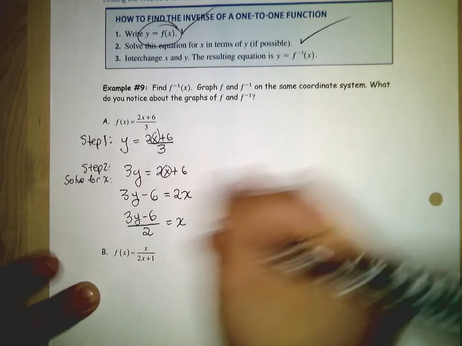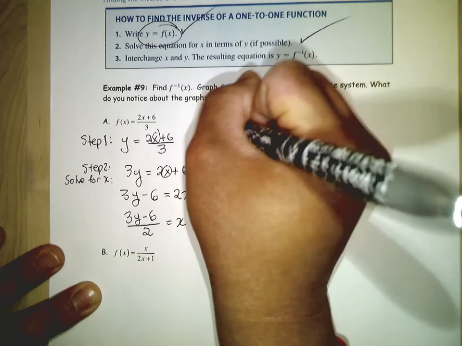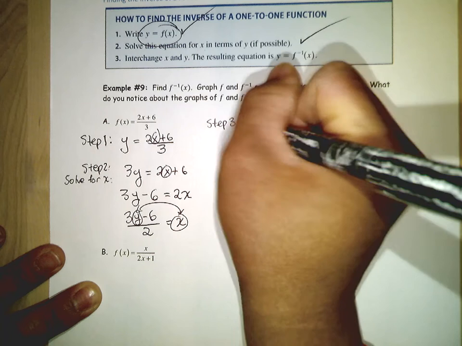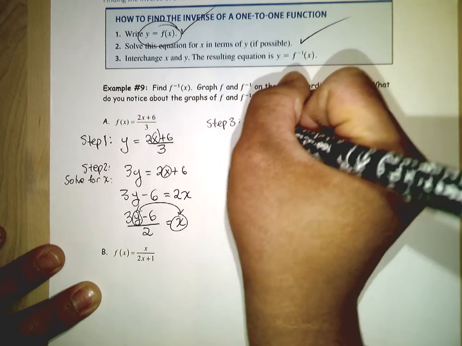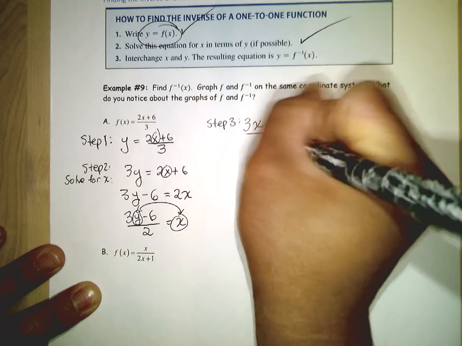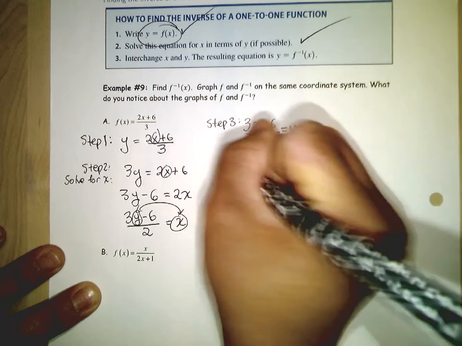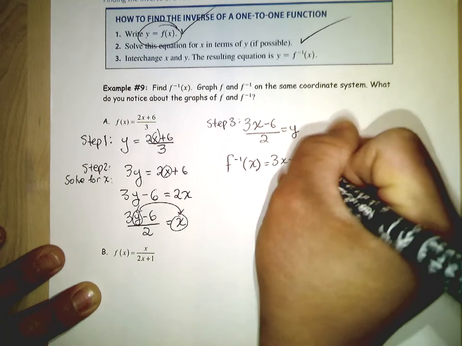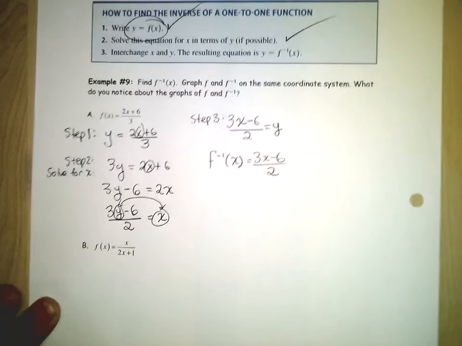And then I'll interchange the x and the y. So that means that (3x minus 6) over 2 is y, or f inverse of x is (3x minus 6) over 2.